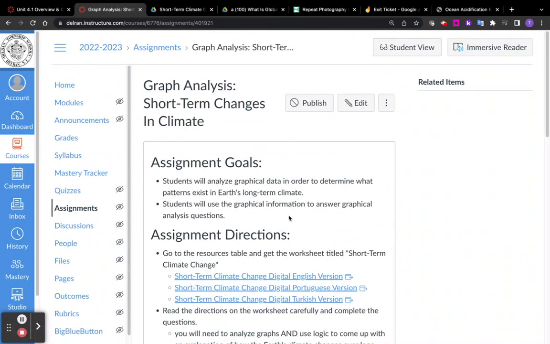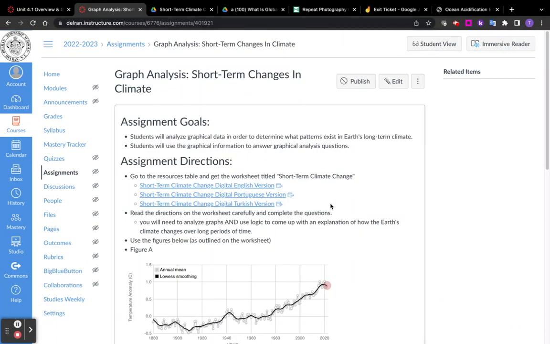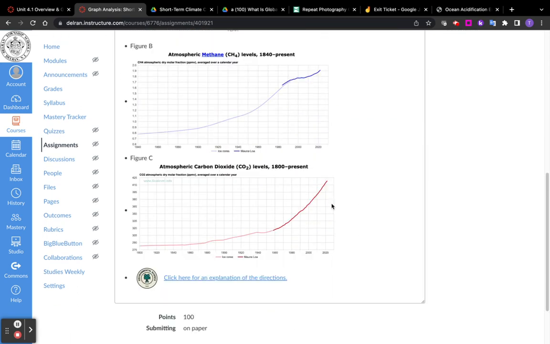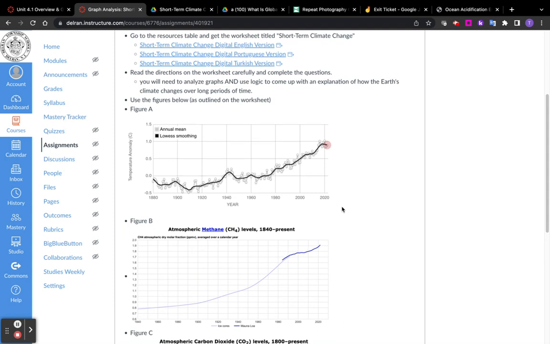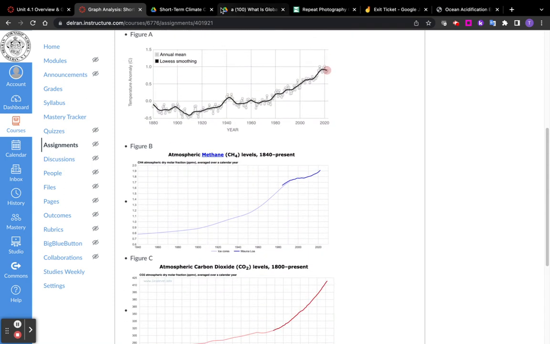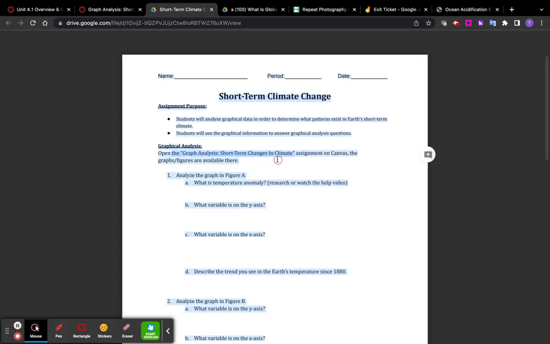Help video for the graph analysis, short-term climate change, changes in climate. This is just like the other one that you did. You're going to analyze these graphs, use your graph analysis skills, and answer some questions about it. On the actual worksheet, it tells you to open the assignment on Canvas.